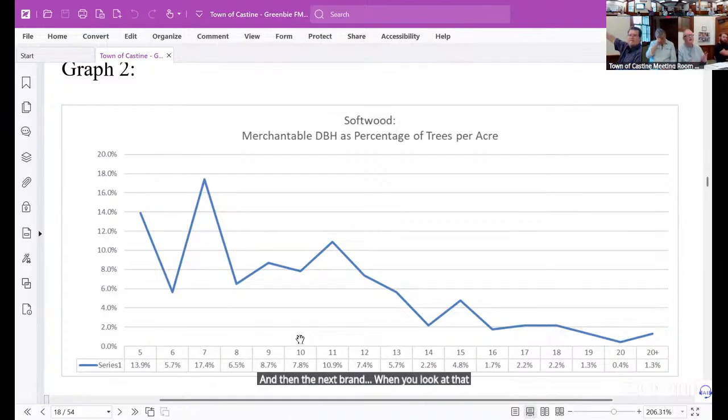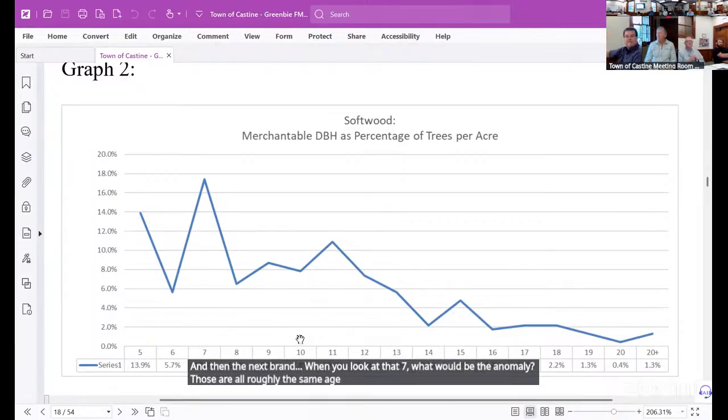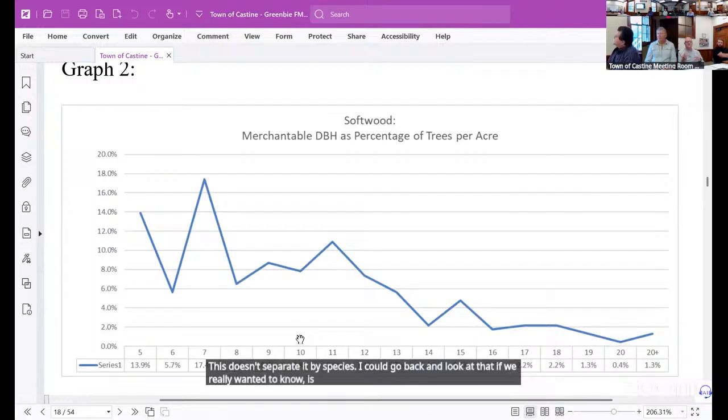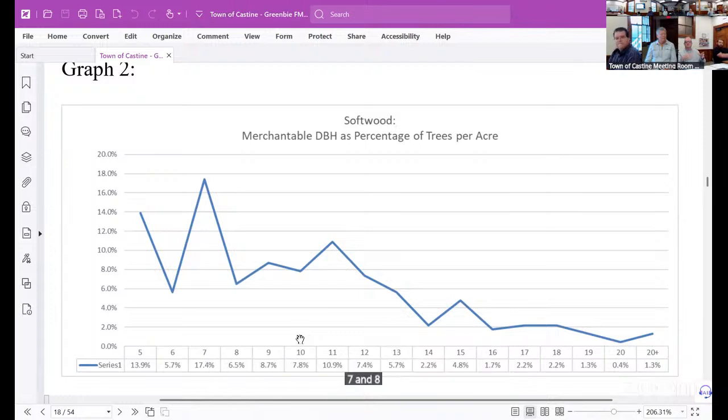What would be the anomaly? Those are all roughly the same age, I'm guessing, right? Probably in this case they are, because the forest looks like it's growing. I don't know without going back a little deeper in the data, and this doesn't separate it by species. I could go back and look at that if we really wanted to know: was there a clump of 7 and 8 inch spruce that had filled in a gap? So we could look harder at that, but at this point, I'm just trying to do the whole software.